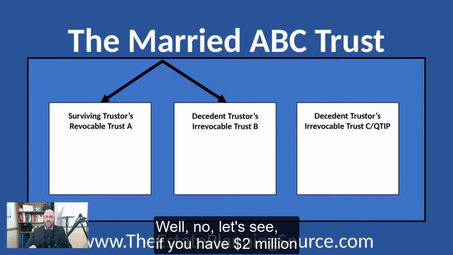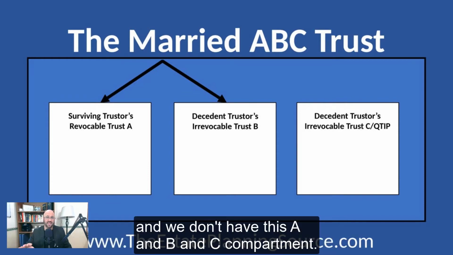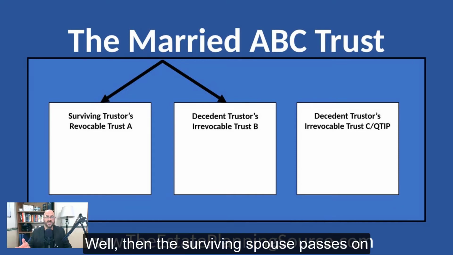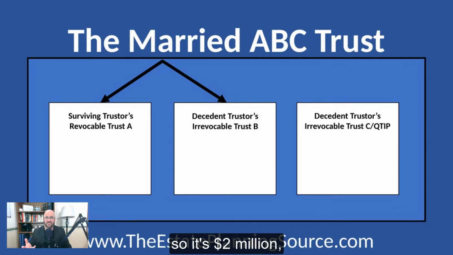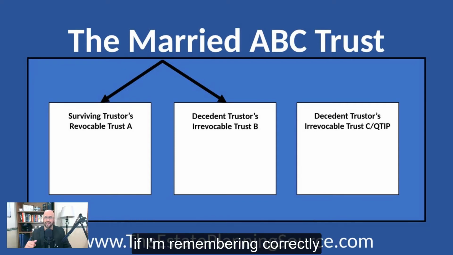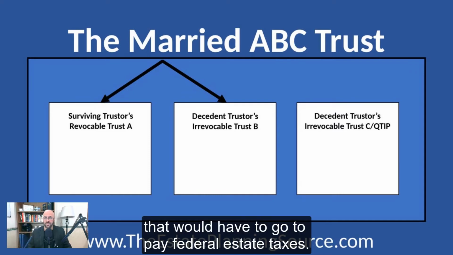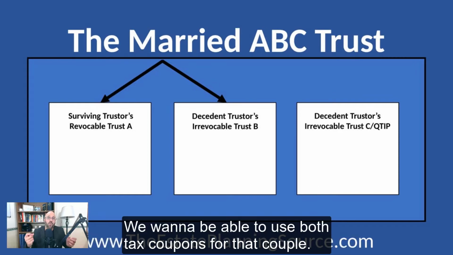Okay, great. Well, if you have $2 million and I just leave everything to my spouse and we don't have this A and B and C compartment, well, then the surviving spouse passes on. They'd only have $1 million exempt from estate taxes. So it's $2 million. That would be somewhere in the neighborhood of $435,000, if I'm remembering correctly, that would have to go to pay federal estate taxes. Oh, well, gosh, we don't want that. Right. We want to be able to use both tax coupons for that couple.